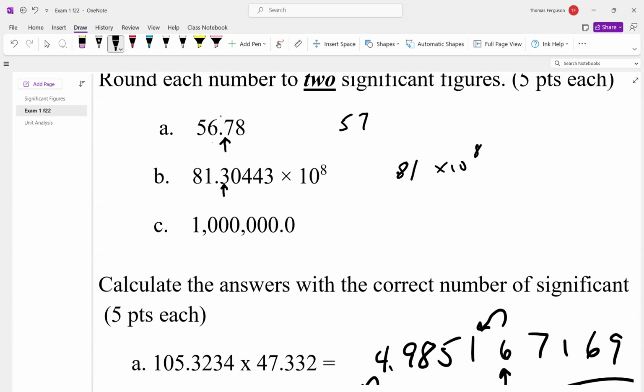All right. And then lastly, we have 1,000,000.0. So to make this 2 sig figs, how are we going to do this? Yeah, scientific notation would be the best way to do this. Then we have, so when you can't figure it out, always go to scientific notation, because scientific notation is easy to put sig figs in.